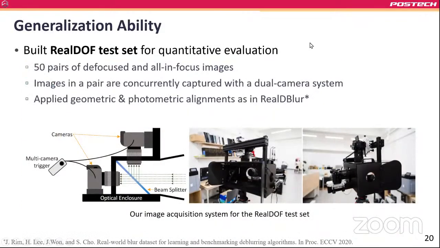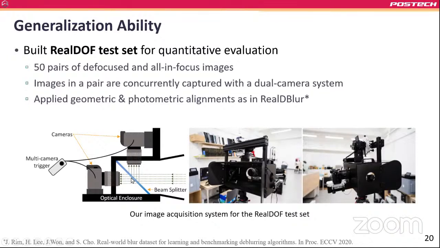Okay. And to test the generalizability of our network, we built a real defocus blur test set. Here, this is a test set because we only captured 50 pairs. I mean, taking this real defocus blur data set is not easy. So we simply take a small number of examples, and we use it only for testing, not for training.